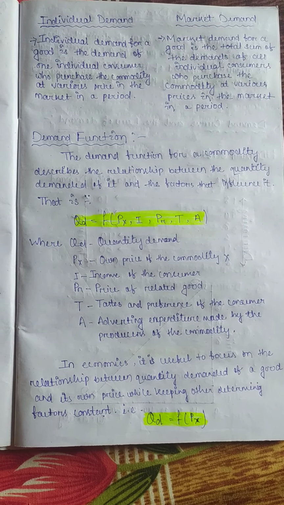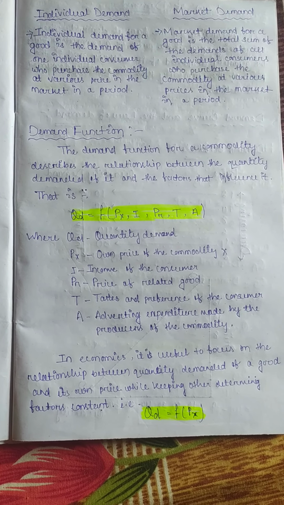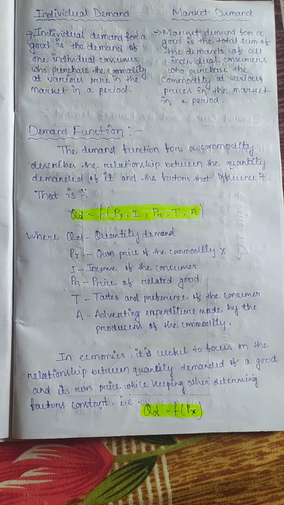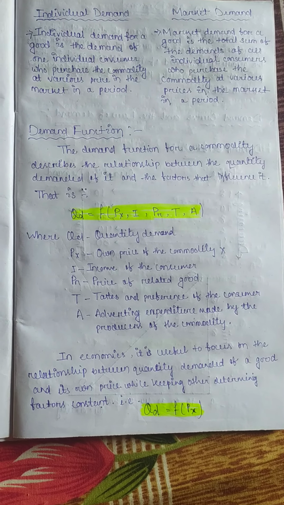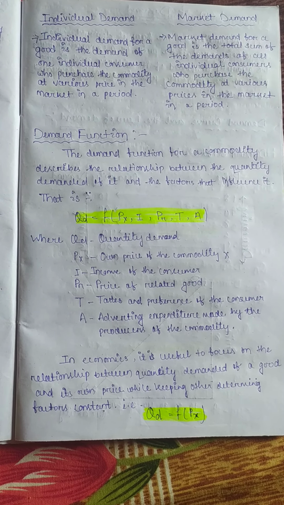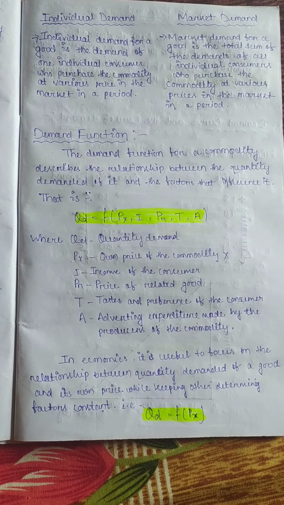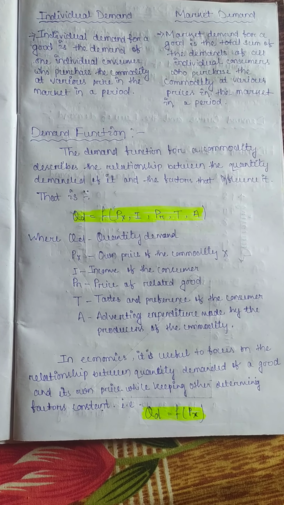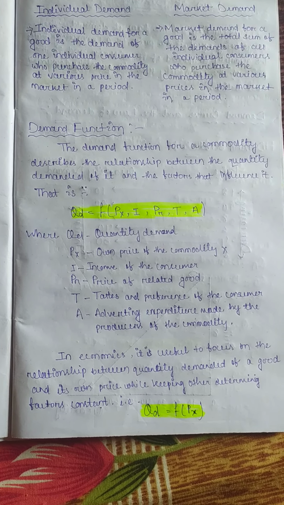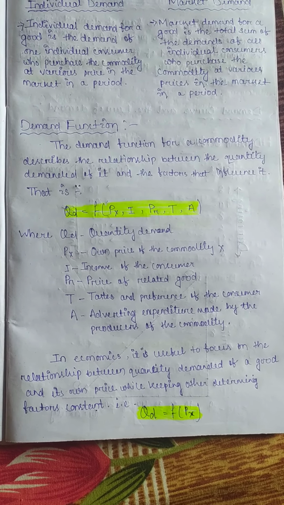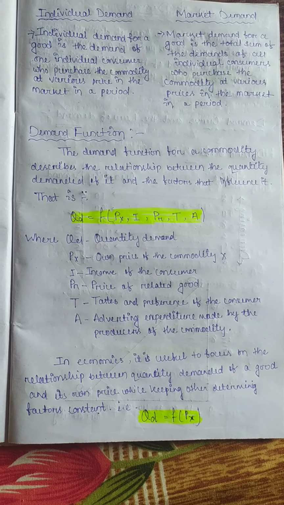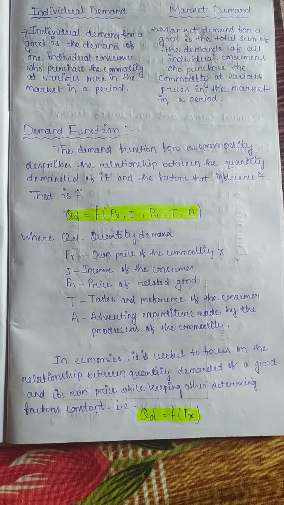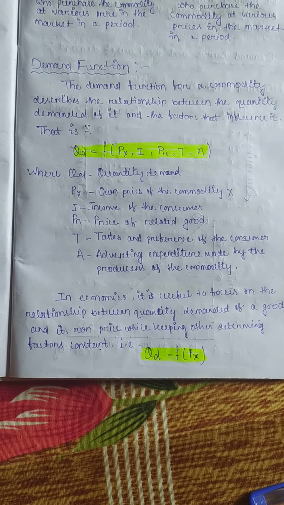Suppose there is more than one consumer for a particular commodity, then we simply add the individual demands and arrive at market demand. We can say that market demand for a commodity is the sum of the total demand of all individual consumers who purchase the commodity at various prices in the market in a particular period of time. Here, individual demand is the demand of only one individual. Market demand is the sum of individuals.